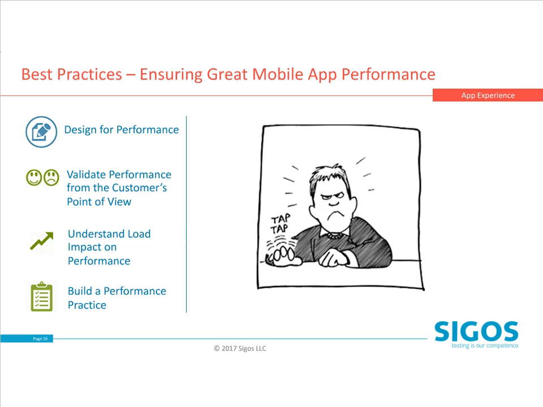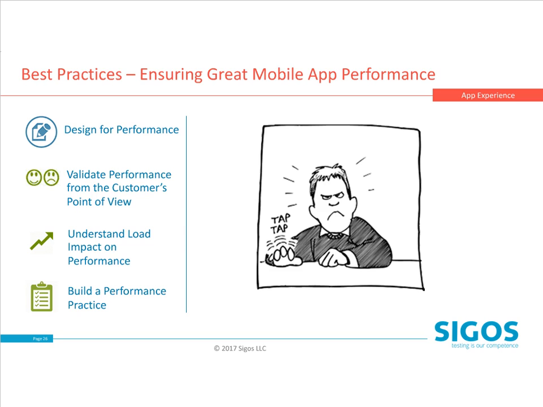So to recap, we want to build a practice around mobile application performance testing and monitoring. We want to design for performance. So come up with those requirements for testing, right? What are those performance targets that you're going to test for? How are you going to test for them? How are you going to measure? How are you going to track how well your new design, your new releases are tracking towards those targets?